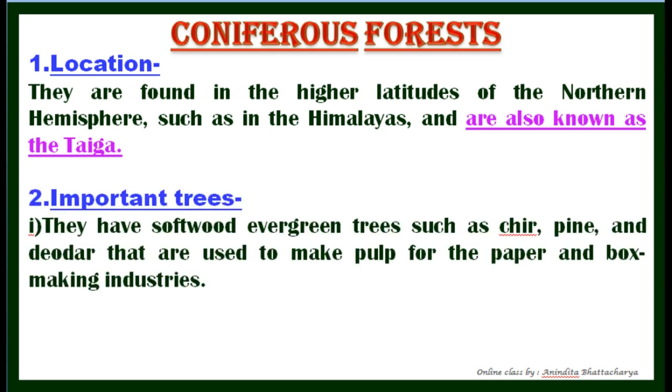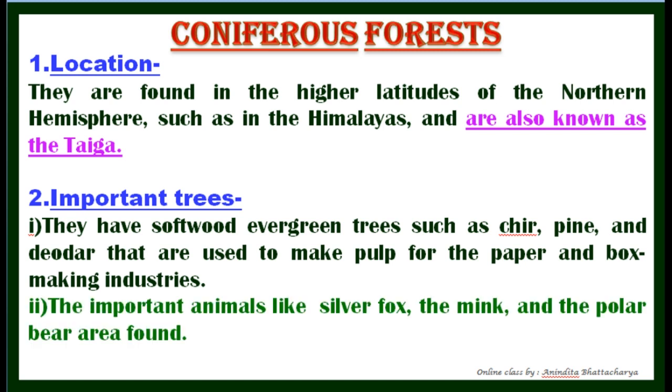Trees and wildlife. They have soft-toothed evergreen trees such as cheer, pine and deodar that are used to make pulp for the paper and box making industries. The important animals there are silver fox, the mink and the polar bear.